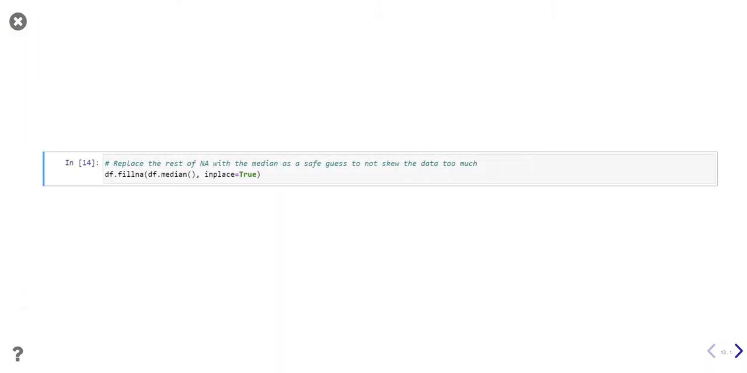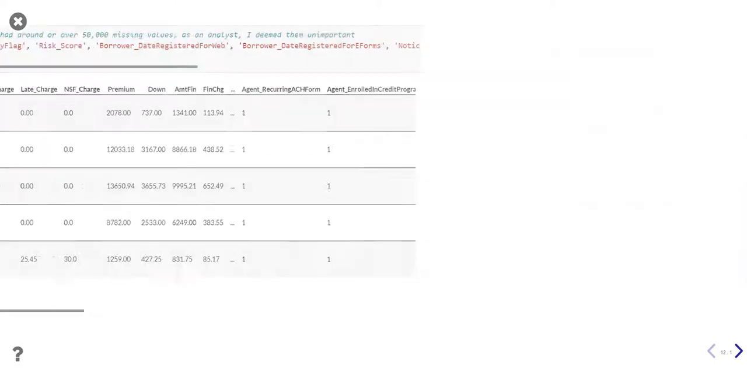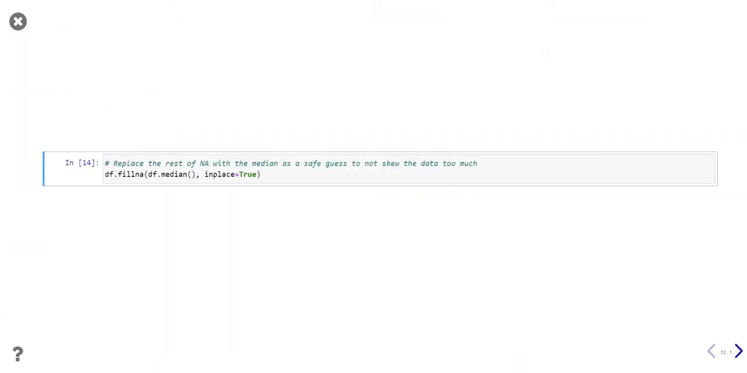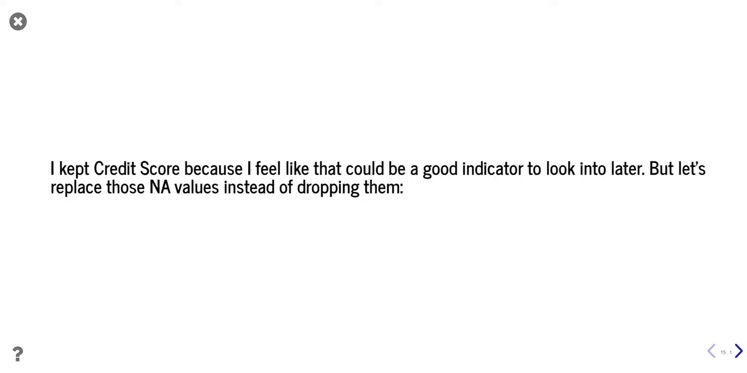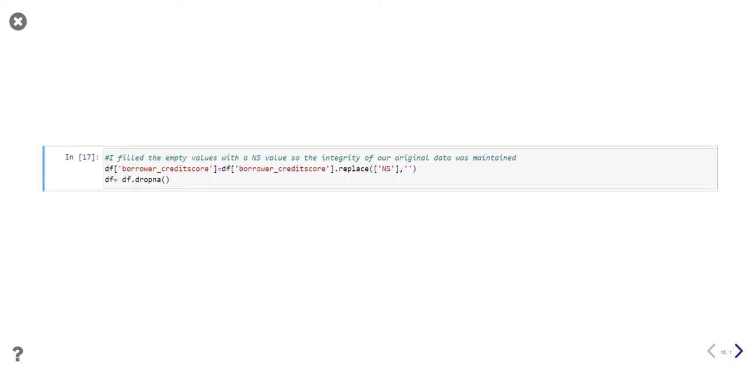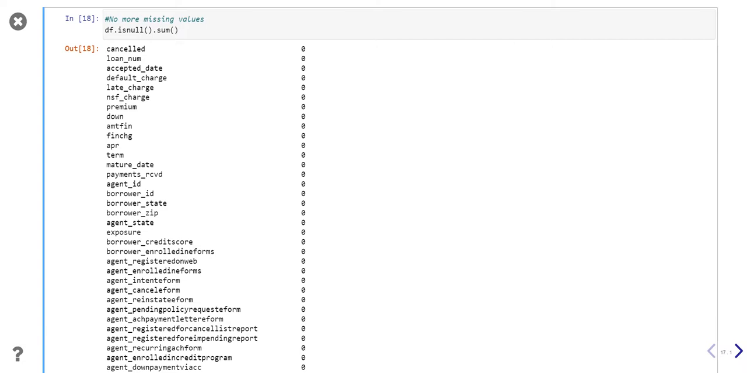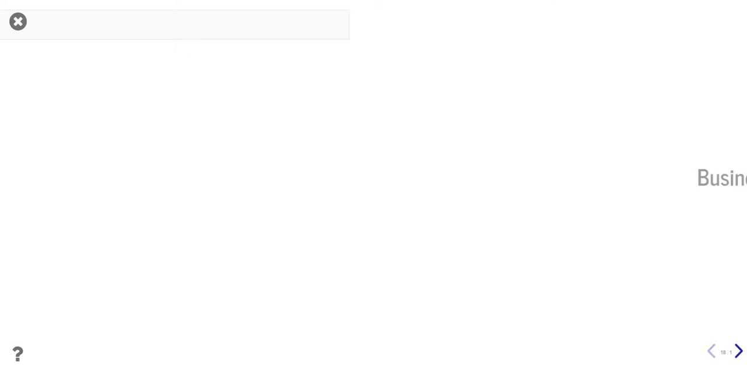And then after we got the columns dropped, we were able to replace the rest of the NA values with median, which was a safe guess. Next up, that left us with borrower credit score as the last value with missing values in this data transformation process. I wanted to keep it because I think it's a good idea to look into this later. So I replaced it with a no score credit score. That didn't affect any other group in the credit score, so I didn't want to influence, say, group number 2 and give them more values and skew the data. So I thought it was a safe bet putting it in no score.